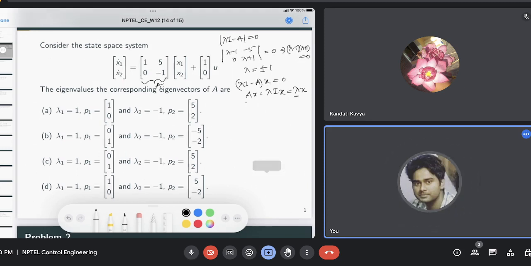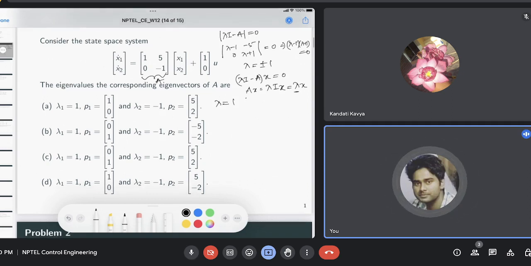First we take lambda equal to 1, and we just compute that. We put it in this equation. We have the matrix 1, 5, 0, minus 1 multiplied with x1 and x2, equal to 1 multiplied with x1 and x2. Then we equate both sides and simplify: this is x1 plus 5x2, this is minus x2.